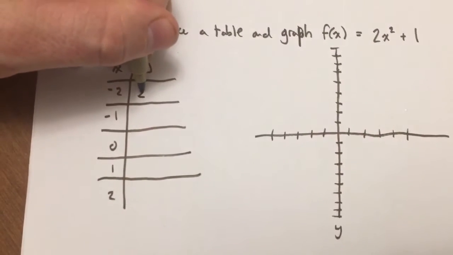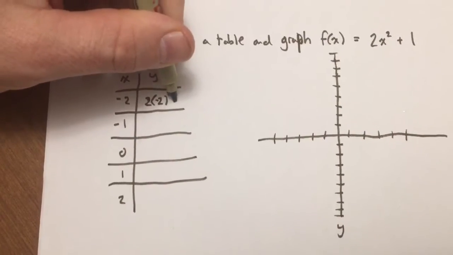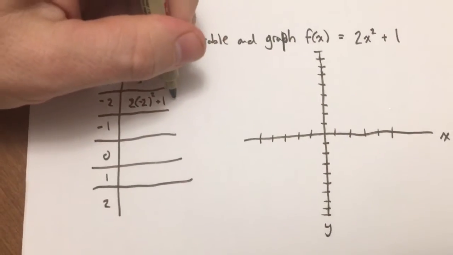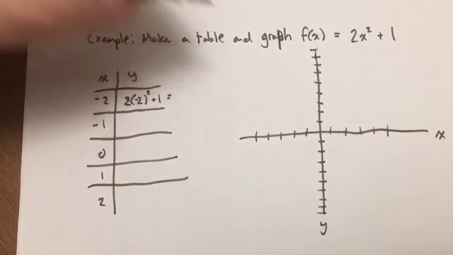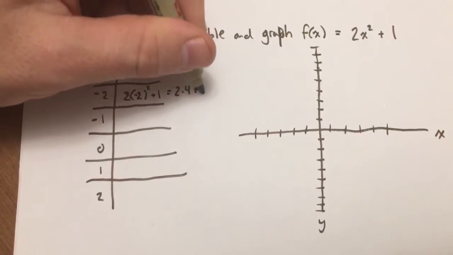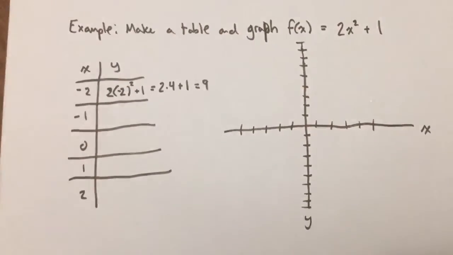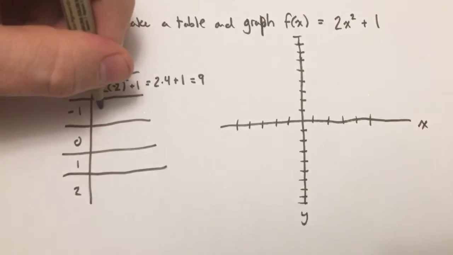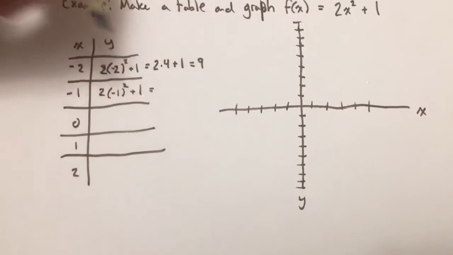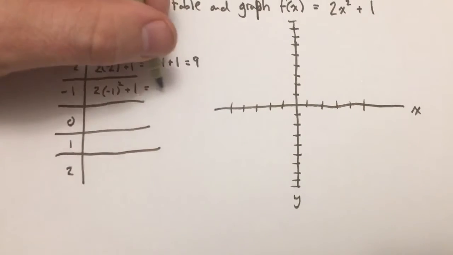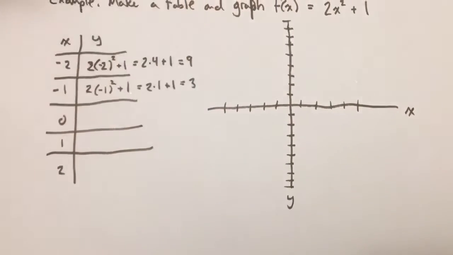So the setup is going to be 2 times negative 2 squared plus 1. So think through the math. If we're following order of operations, exponent first, so square negative 2, which is 4. So you get 2 times 4 is 8, 8 plus 1 is 9. Then the next one, 2 times negative 1 squared plus 1. So negative 1 squared is 1, so 2 times 1 plus 1, which gives you 2 plus 1, which is 3.